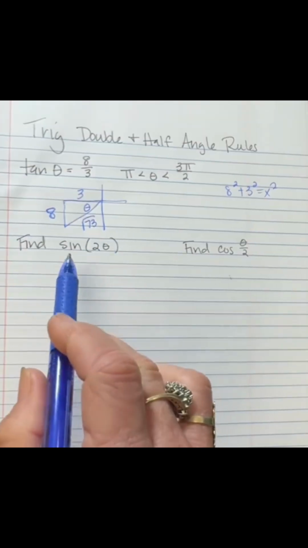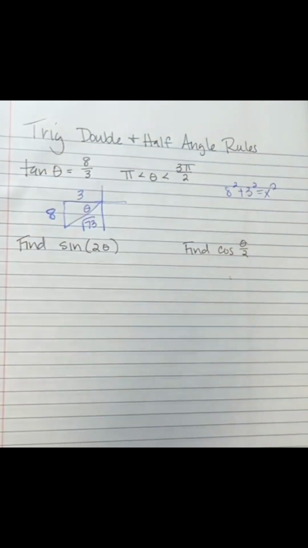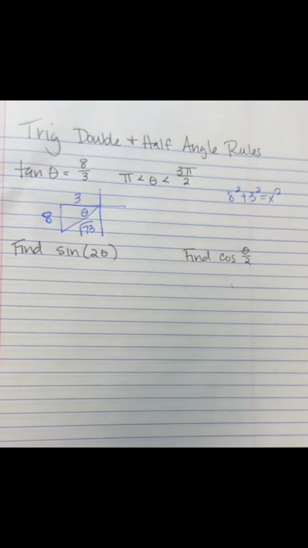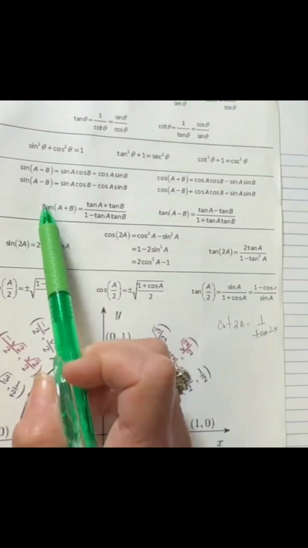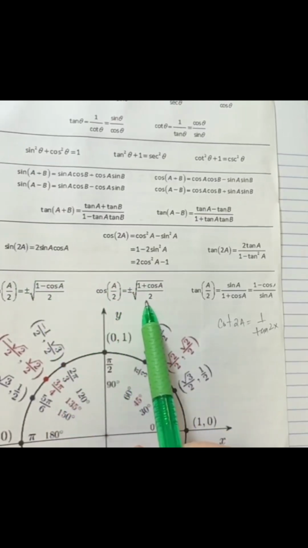So now we need the sine 2 theta formula, and it's from the sheet I gave y'all. It's also on the... that's weird. How does that come out backwards? It's also on, so I'm going to use sine 2 theta, this one, and cosine half theta, this one.